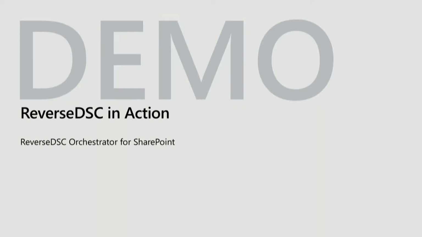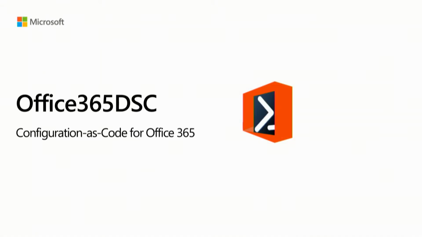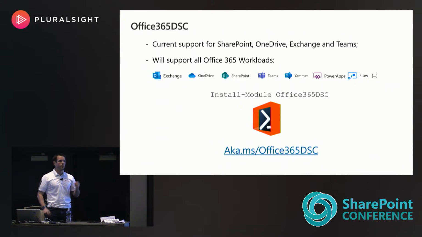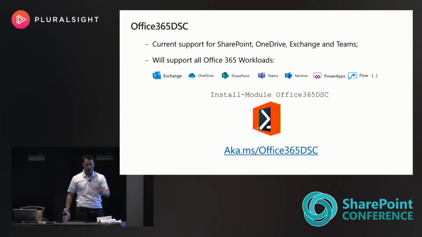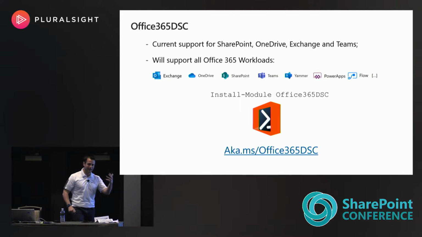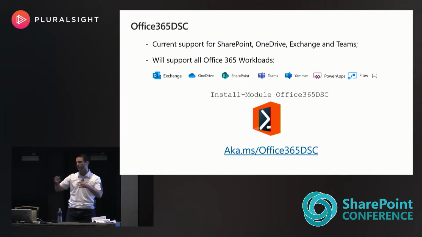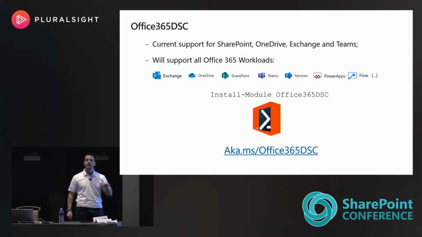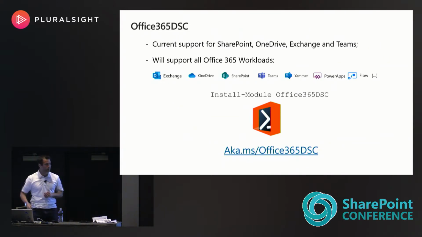So let's go back to the slides real quick and talk about the new kid in town. So Office 365 Desired State Configuration. We currently support Exchange, SharePoint, OneDrive, Teams, and everything that has to do with security and compliance. So we have some modules in there as well. We will introduce support for other workloads like Yammer, Flow, Power Apps, and so on. It's not there as of today, but we do support everything that has to do with OneDrive and SharePoint.